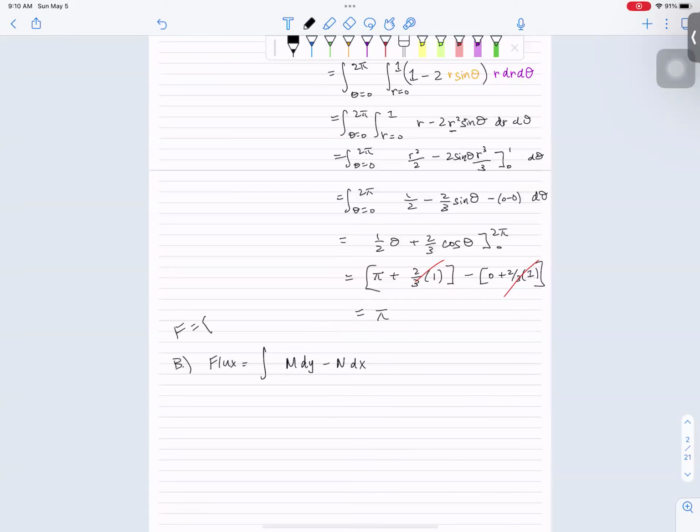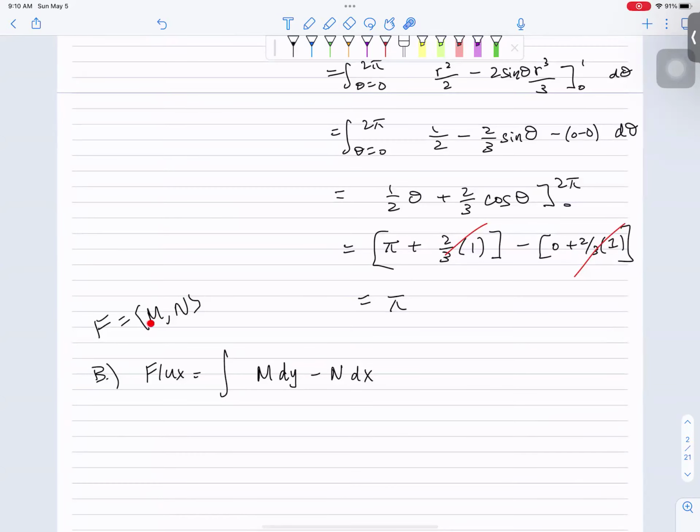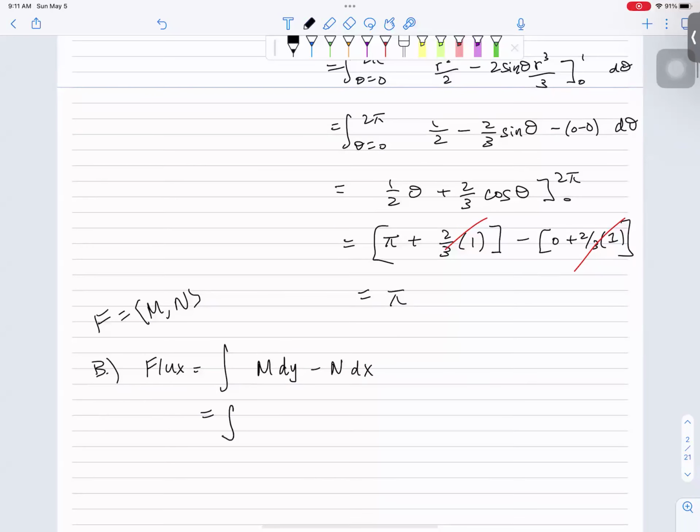Keep in mind, my field is still mn, so the components never change. Whatever is the first component is still m. Flux just takes that first component and gives it dy, and it takes that second component and gives it negative dx. This is the definition of flux. Let me rewrite it so that the dx is first. I didn't change anything, I just reordered it.